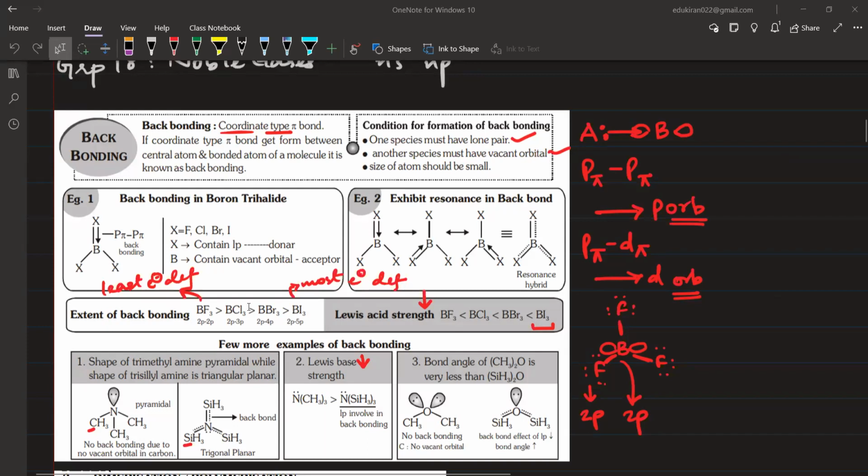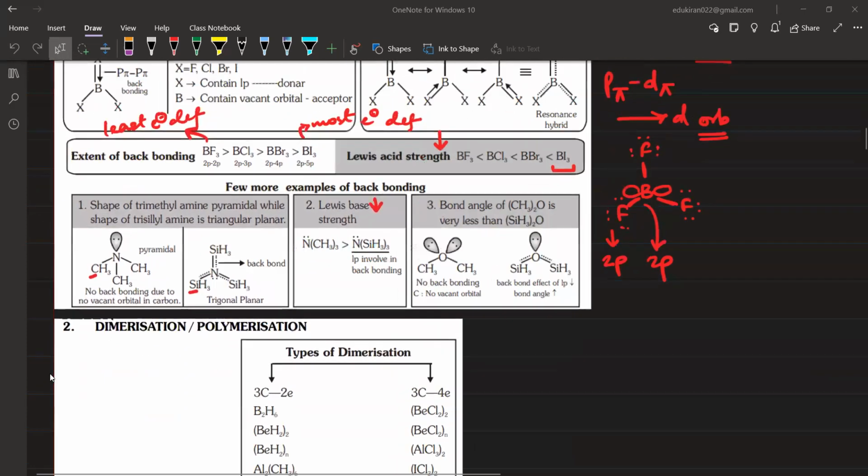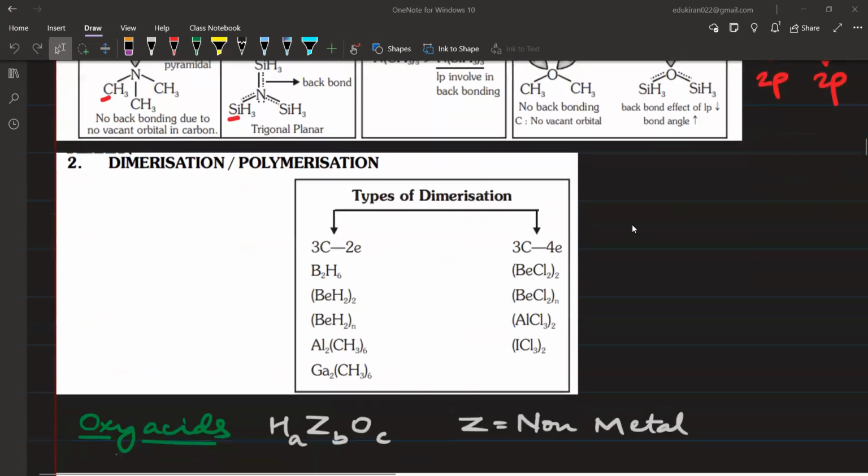Yes, sir. Okay. Now let us look at dimerization. Dimerization is easy. There are two types of dimers that you can have. There are 3 centers and 2 electrons. This is also known as banana bonding. And then you have 3 centered 4 electron, and this is basically when you have a coordinate bond. I will give you an example using B2H6.